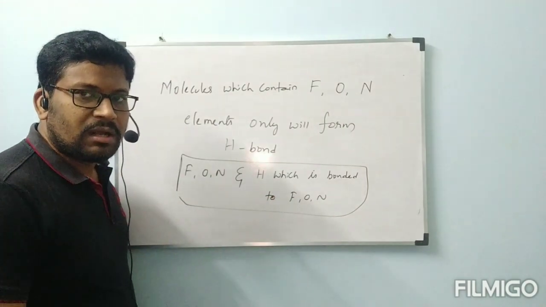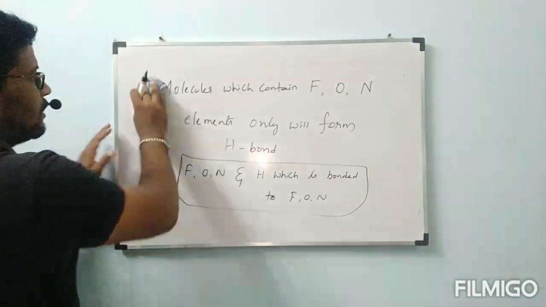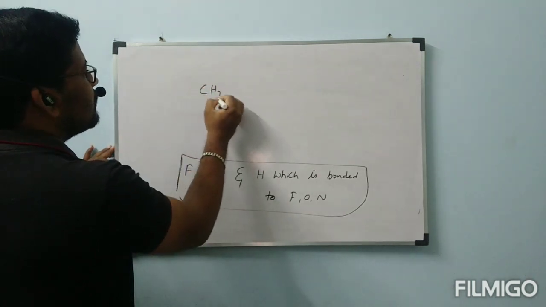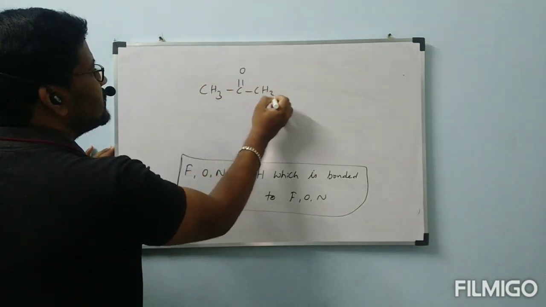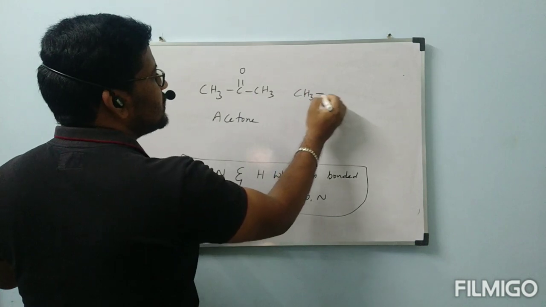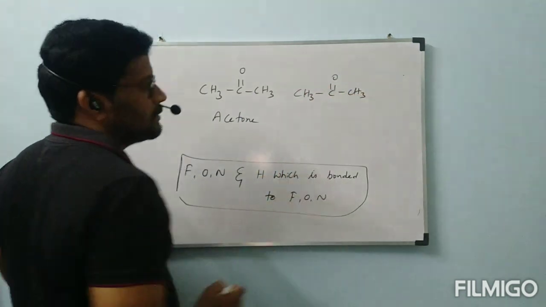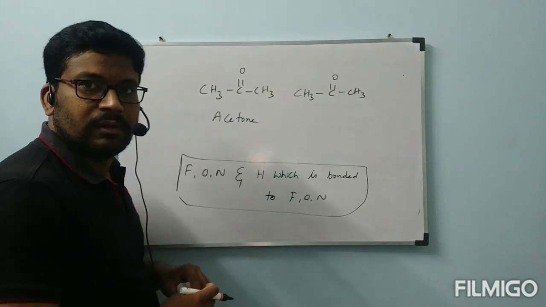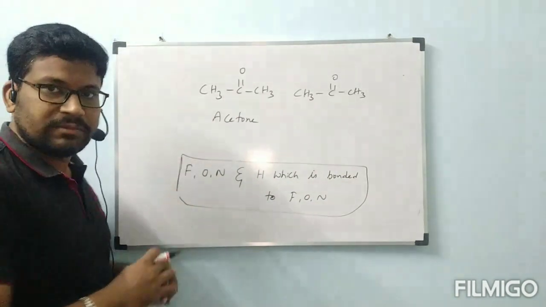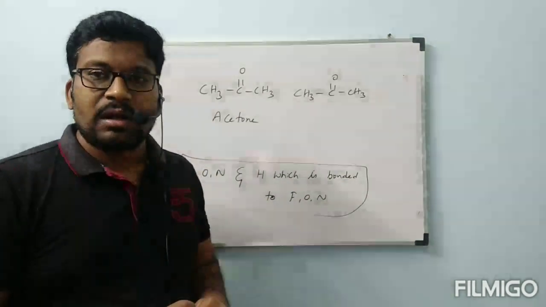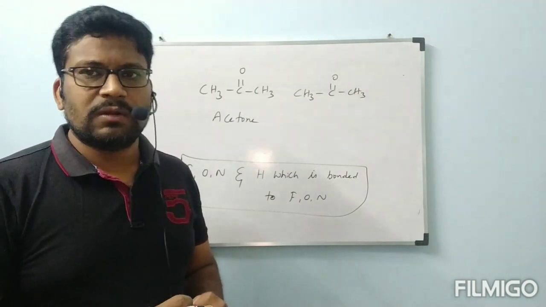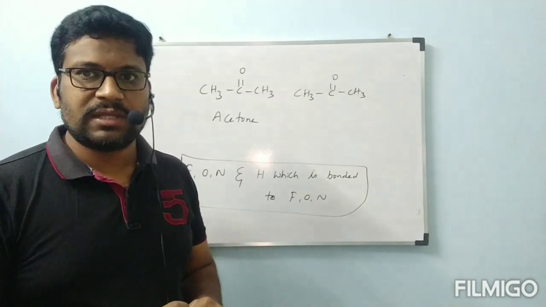One example I will tell, after that we will go to the next one. See here: CH3, C double bond O, CH3. The name of this compound is acetone, a liquid. In organic chemistry we will go through all these names, no problem. After this chemical bonding chapter, I am going to start organic chemistry, basics, nomenclature, everything. Easy things only.